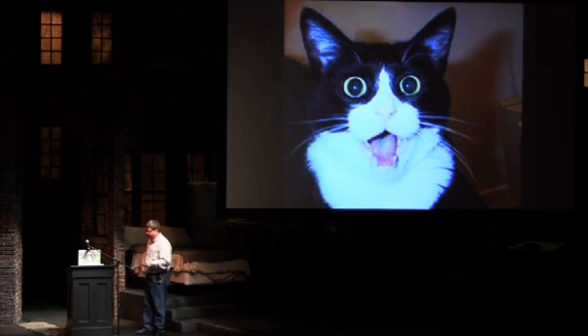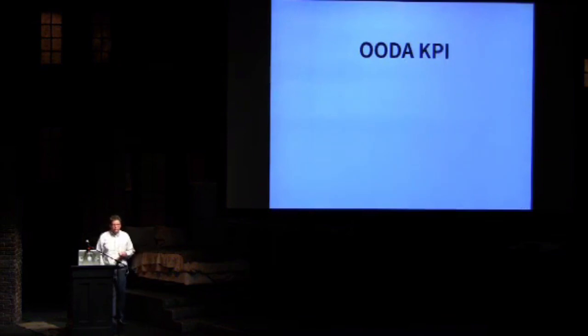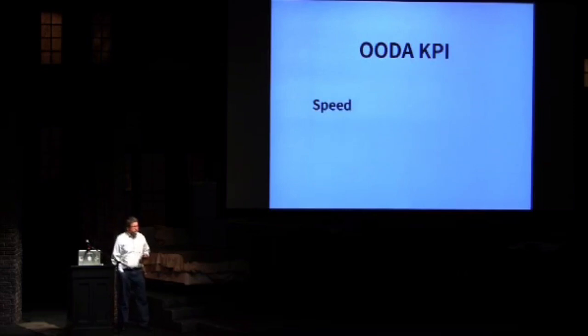So when you look at OODA and you start thinking about how you might measure your effectiveness in executing the OODA loop, what we think is that maybe there are really three facets to that. One is the speed at which you execute this. So if you think about this as a loop that you go around, how quickly can you go around? How quickly can you come up with a decision? How quickly can you execute on that?